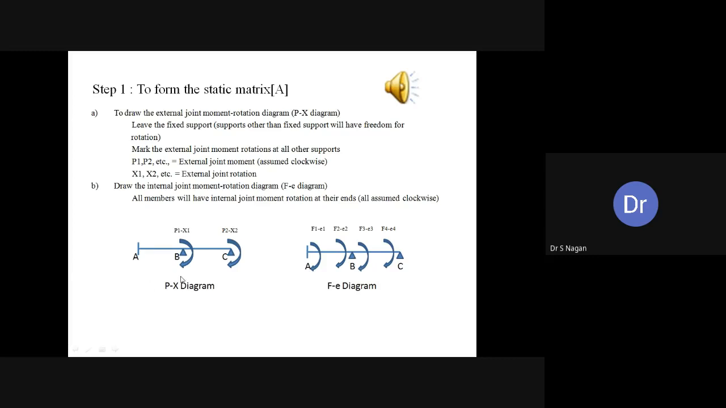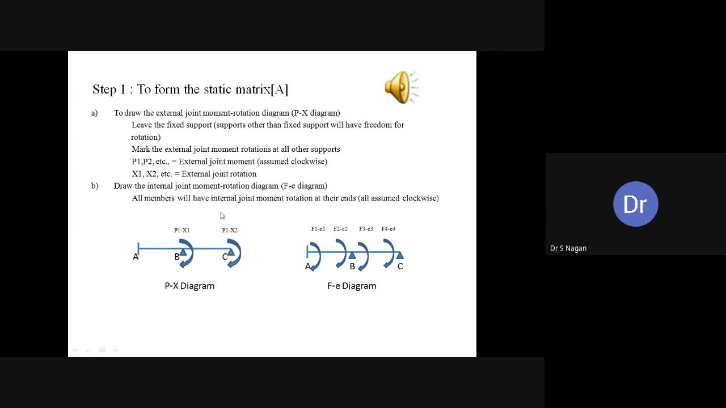Whereas the PX diagram depends on the type of support, because a fixed support will not have any rotation. So leave the fixed support. All other supports will have freedom for rotation. Therefore, mark P1, X1, P2, X2. Here, F1, E1, F2, E2, F3, E3, F4, E4.